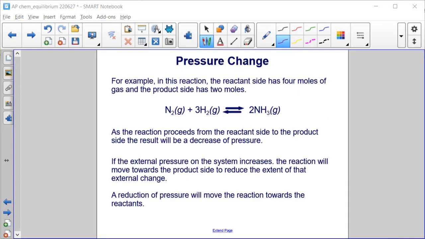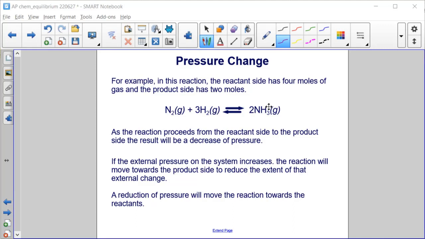For example, in this reaction, the reactant side has 4 moles, 3 of H2 and 1 of N2, and the product side has 2 moles of NH3. As the reaction proceeds from the reactant side to the product side, the result will be a decrease of pressure because there are fewer moles on the product side. If the external pressure on the system increases, so if I increase the pressure of the system, the reaction will move toward the product side to reduce the extent of that external change.